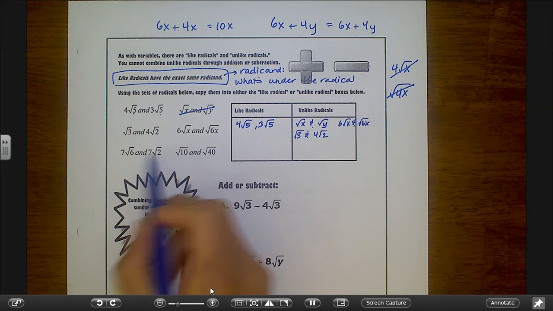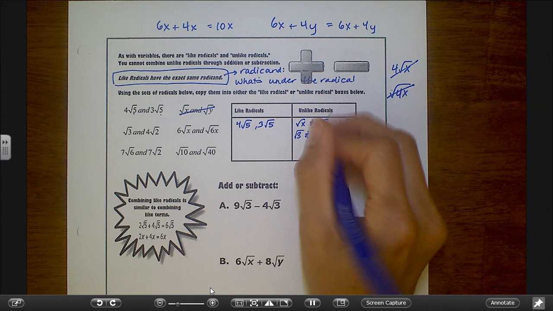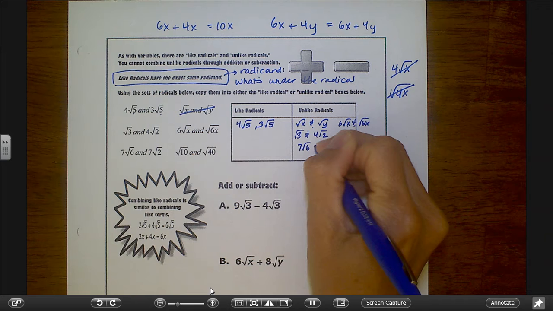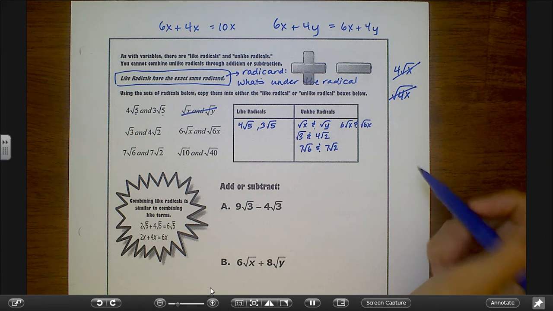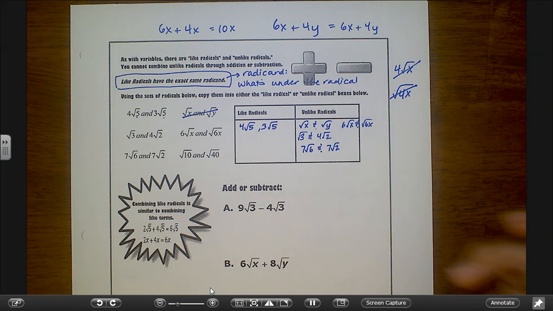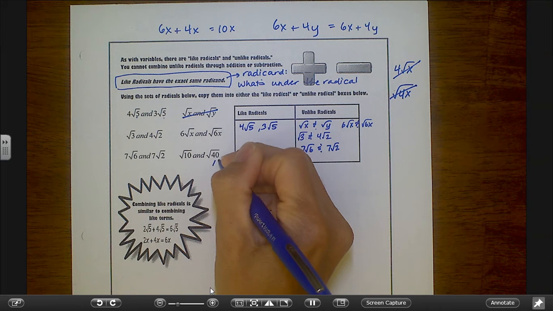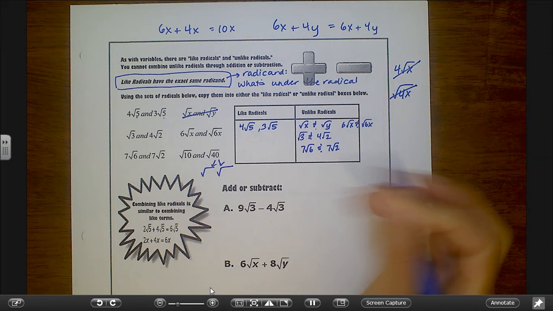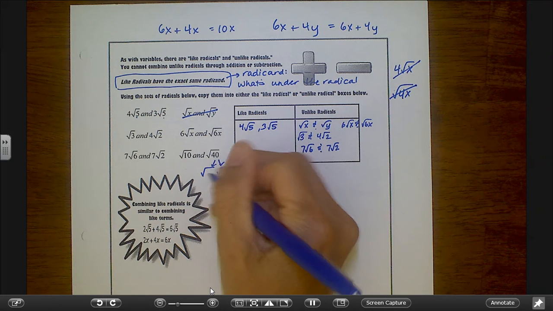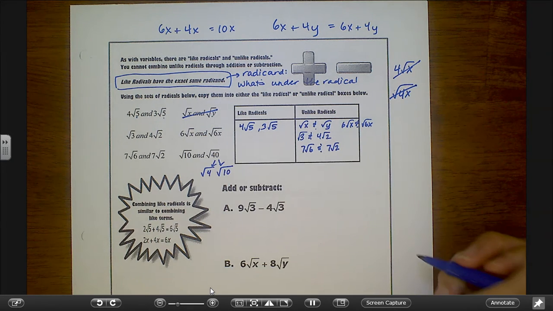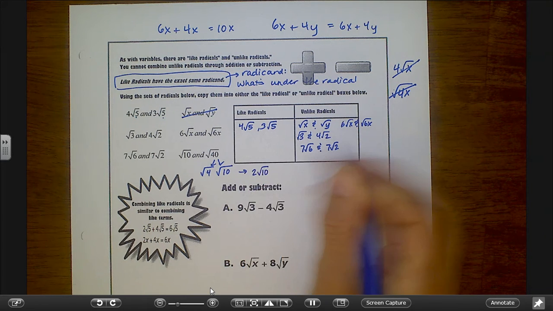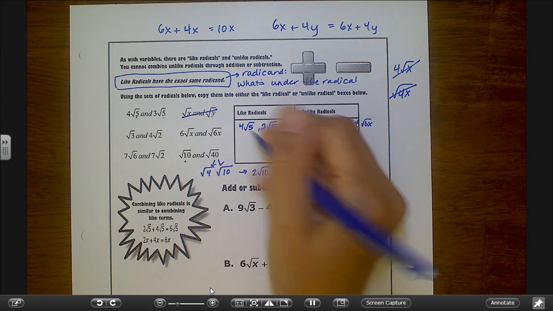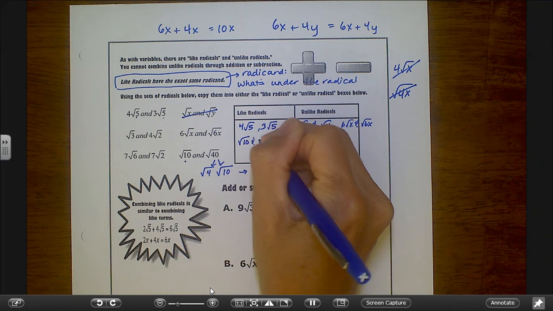7 rad 6 and 7 rad 2. Yeah, your 7s are the same, but the 6 and the 2 are not. And then rad 10 and rad 40. Here's the thing. You might be tempted to say that those are unlike because 10 and 40 are not the same. However, take a look at rad 40. I can split 40 into 4 times 10. And so rad 40 is actually written 2 rad 10. So now rad 10 and 2 rad 10 are the same.